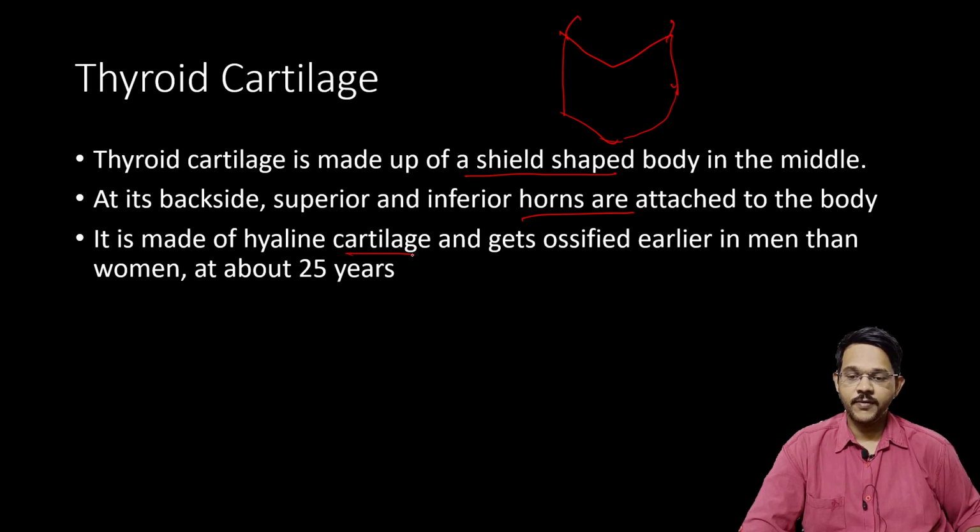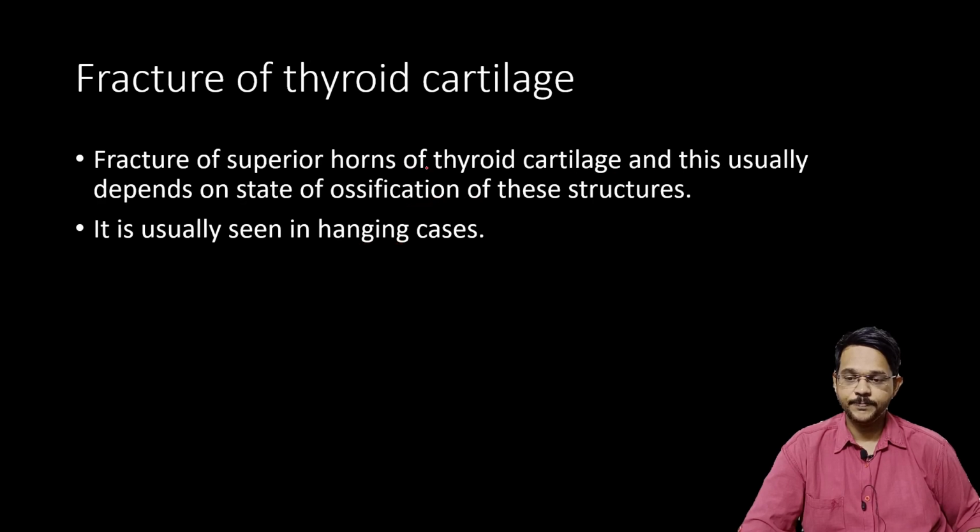It is made up entirely of hyaline cartilage and gets ossified earlier in men than in women, usually about 25 years. The entire thyroid cartilage is made up of hyaline cartilage and it gets ossified at about 25 to 30 years of age. It usually ossifies earlier in males than females. In males, the angle is usually more prominent compared to females.